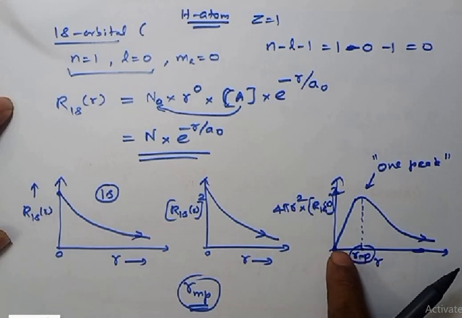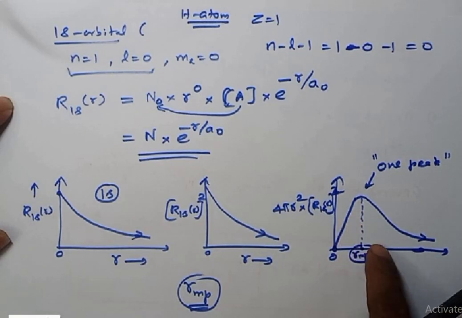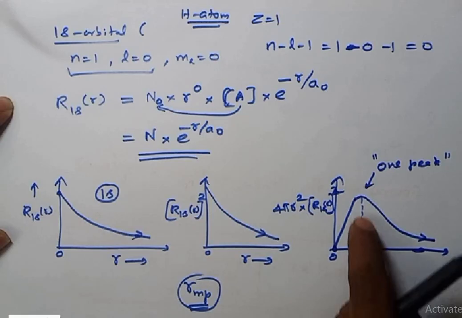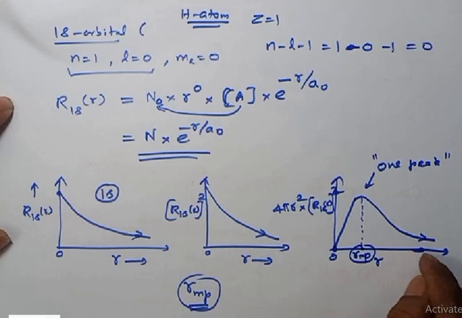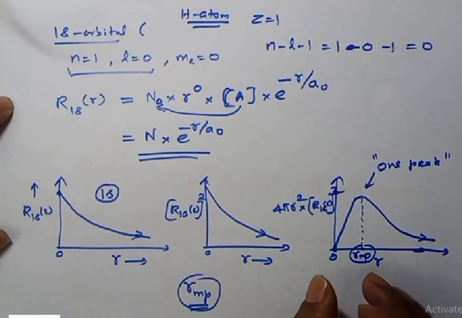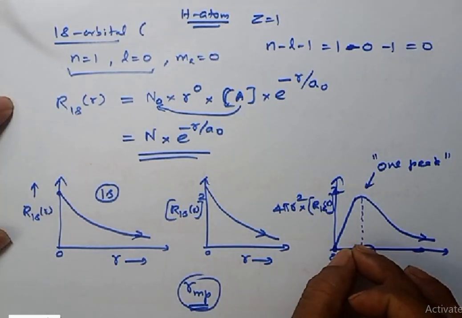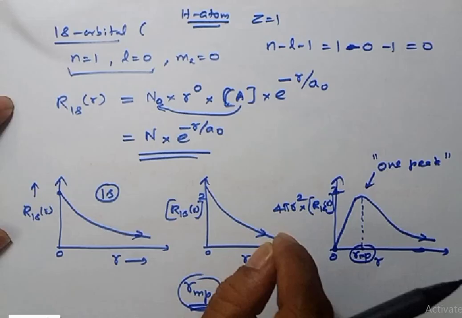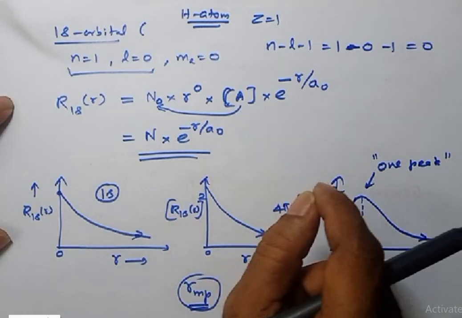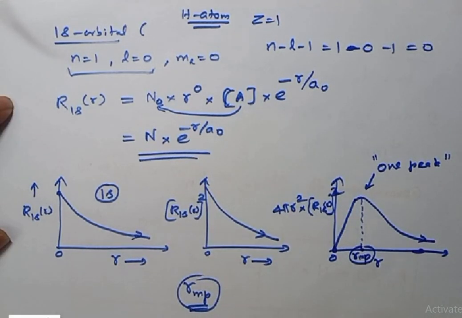Probability of finding electron increases. At one particular distance, probability of finding electron is maximum. After that, the probability again decreases. Now the question is, at what location is the probability of finding electron maximum? How to find out? That is the RMP, most probable distance, the distance at which the probability of finding electron is maximum from the nucleus. How to do that? How to find out?